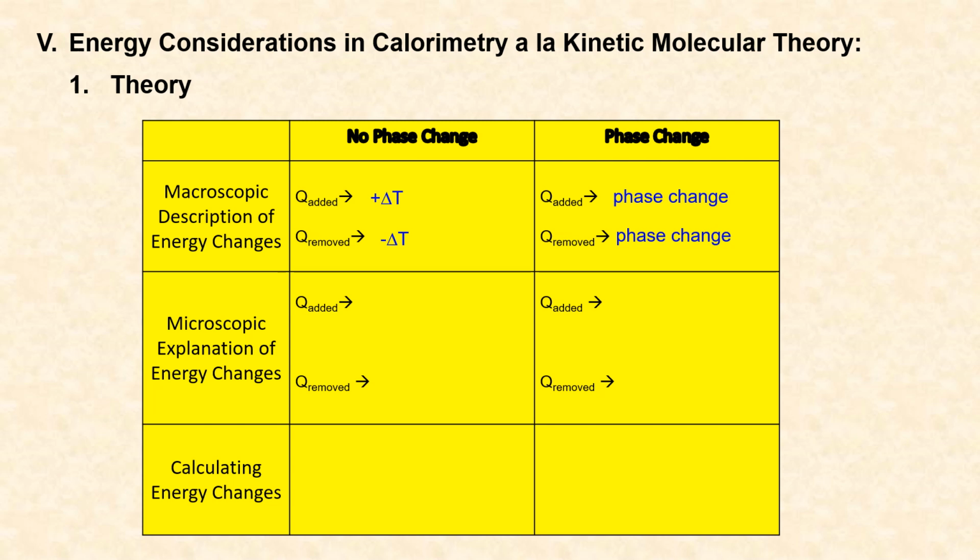From a microscopic perspective, when heat is added to an object and no phase change takes place, the heat simply increases the kinetic energy of the particles in the object. Remember, that's what temperature measures. It's a measure of the average kinetic energy of the particles that make up an object. Likewise, removing heat from an object when no phase change occurs causes the particles to lose kinetic energy, thus lowering the temperature. So what happens during a phase change?